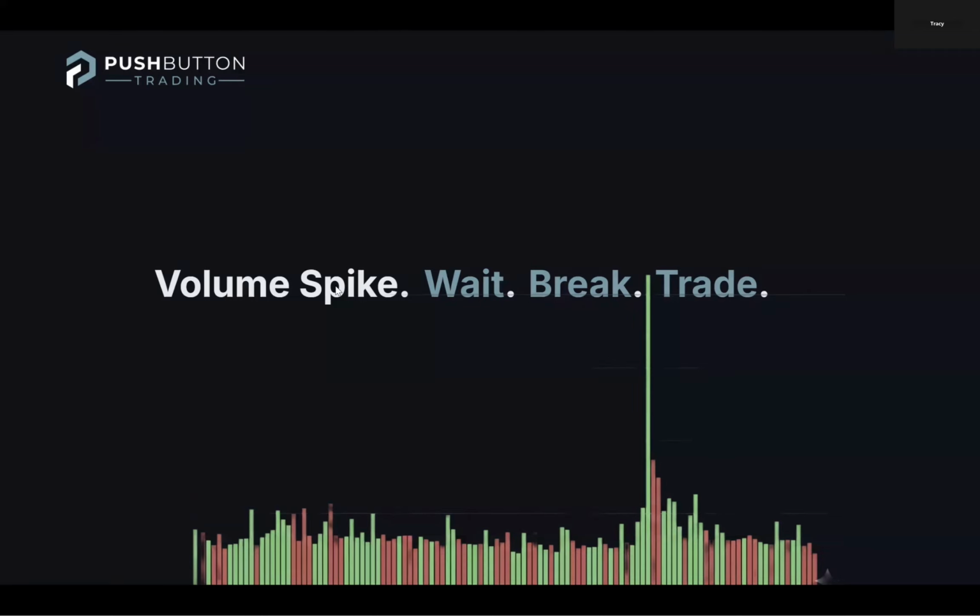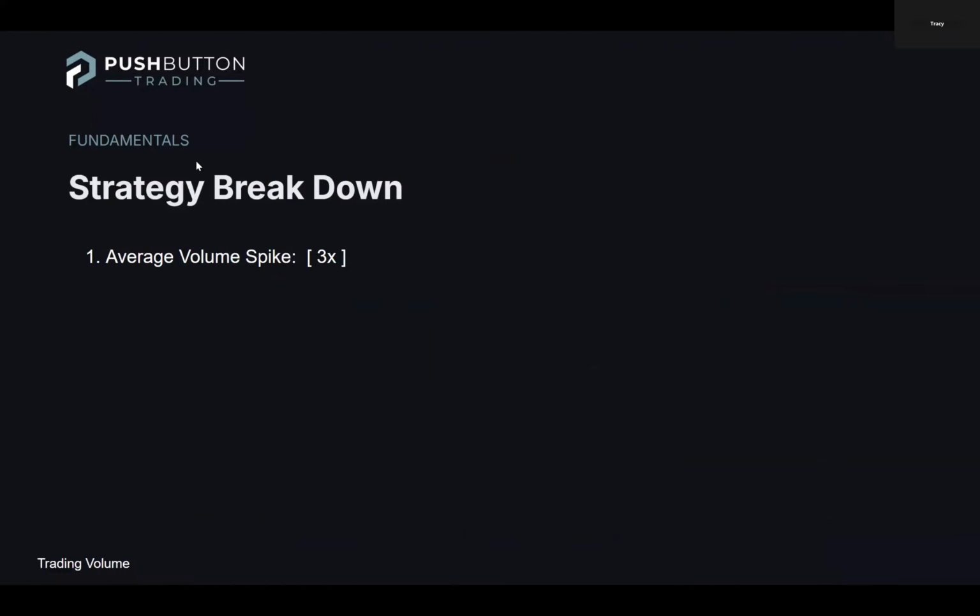So how does this work? What are the rules? Let's break down the strategy. Number one, we're looking for an average volume spike of 3x. What does that mean? Well, if we have volume that looks like this, just up and down volume, and then we have something that looks like this, you guys can agree that's at least 3x. We'll say 3x or more the average volume, right?